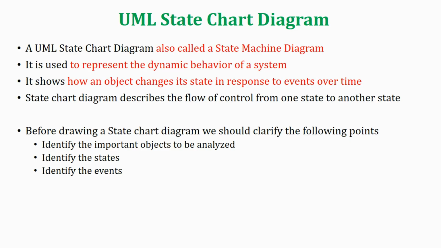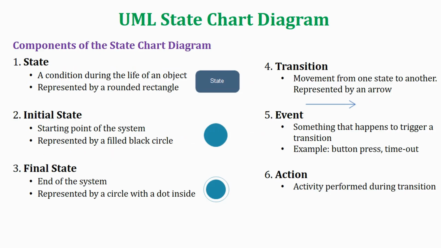Before drawing a state diagram, we should clarify the following points. First, identify the important objects to be analyzed. Next, identify the states, and next, identify the events. And next, the components of the state diagram. There are different components used here. First, the state, a condition during the life of an object. It is represented by a rounded rectangle.